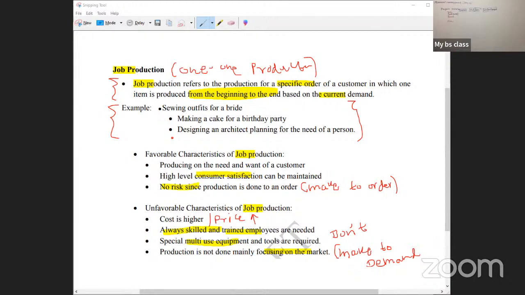Right, so I'll be giving you another 2 minutes, and then we'll quickly move to the batch production.